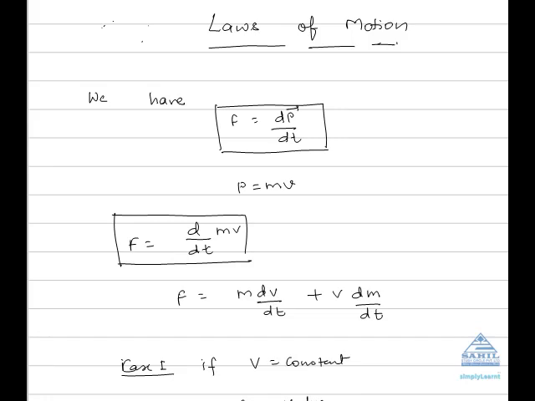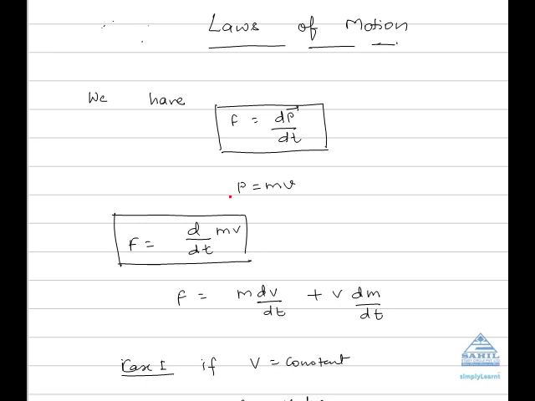Now, the chapter is laws of motion. In this chapter, we already know that according to Newton's second law, the force acting on a body, or external effort applied on the body, is directly proportional to the rate of change of momentum, where the proportionality constant is k and the value of k is 1. Therefore, F is equal to dp by dt.